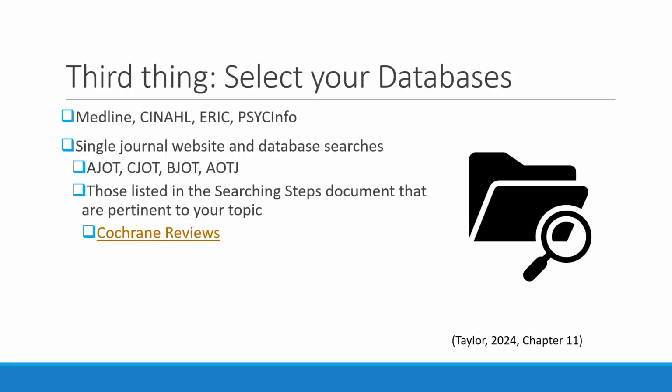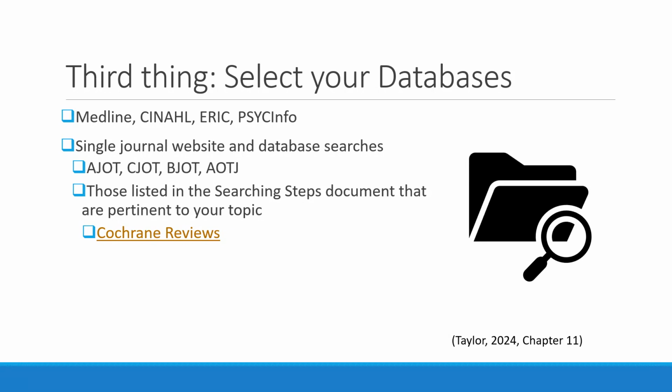Why? Because articles that have come out within the past year are not going to be on Medline and CINAHL. You need to go to the actual journal website in order to search for those things. So AJOT, Canadian Journal, British Journal, Australian Journal, Occupational Therapy Journal of Research. These are all available through AOTA, and I'll be showing you those on the searching video that I'm going to be doing. Okay, those are listed in your searching steps document.